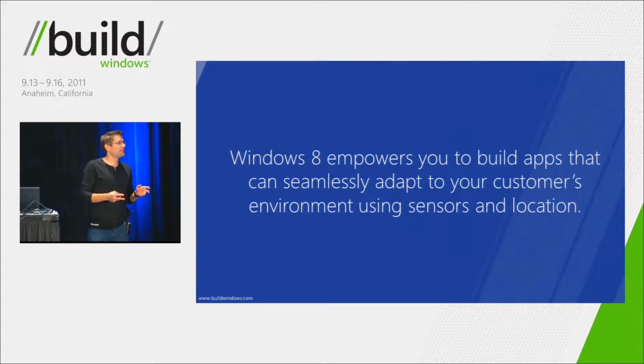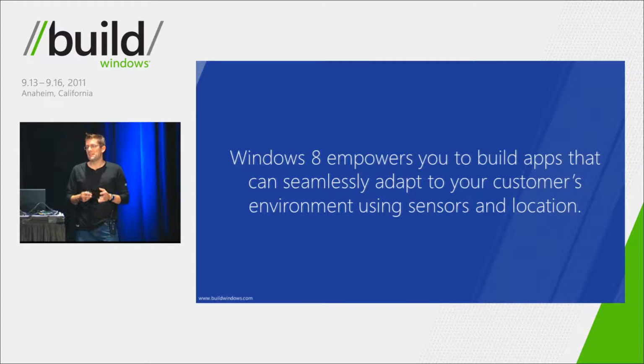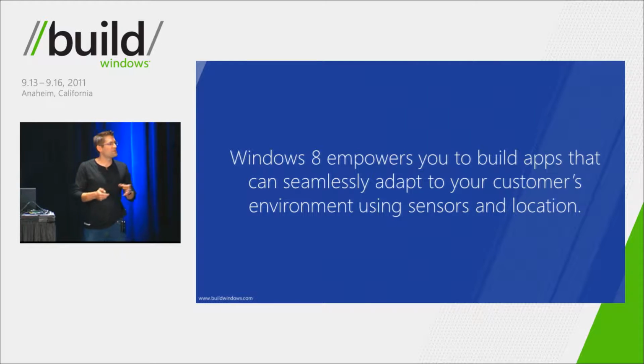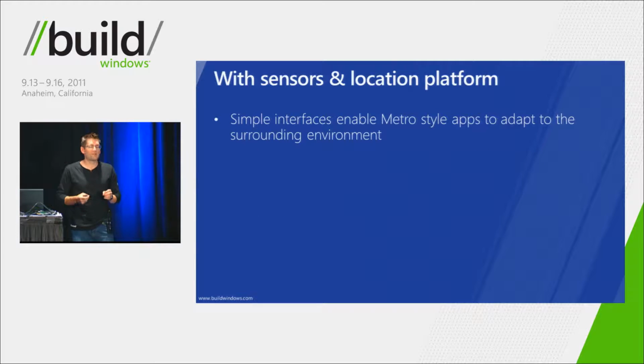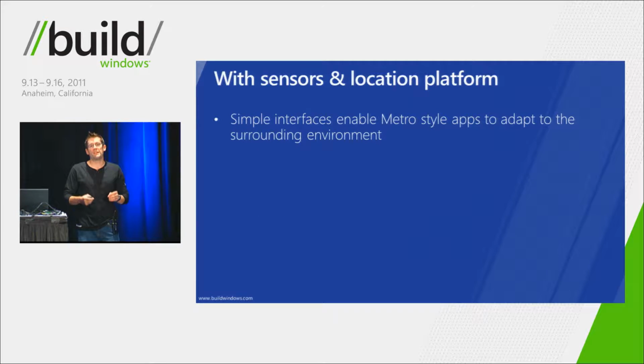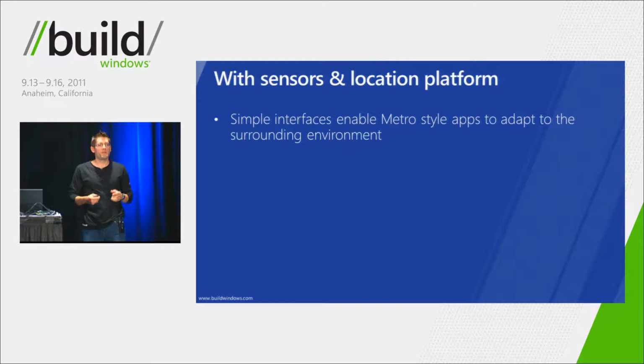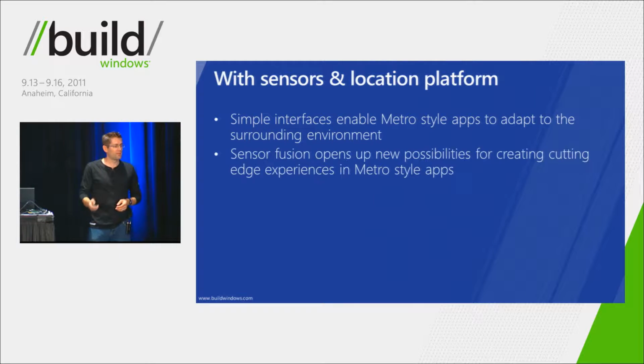Windows 8 empowers you to build apps that can seamlessly adapt to your customer's environment using sensors and location. How is this possible? Well, to start, the Windows runtime for Windows 8 provides simple and powerful interfaces that you can use in your Metro-style application to implement support for this technology.